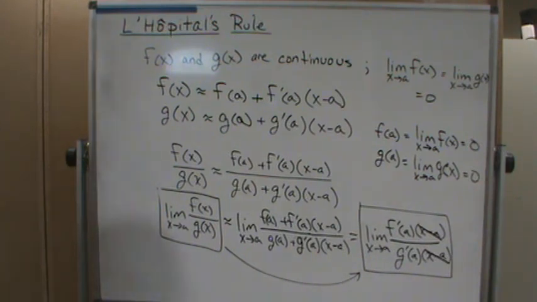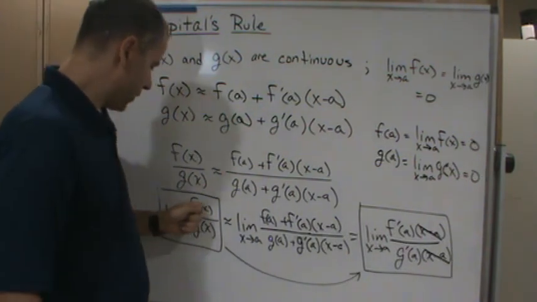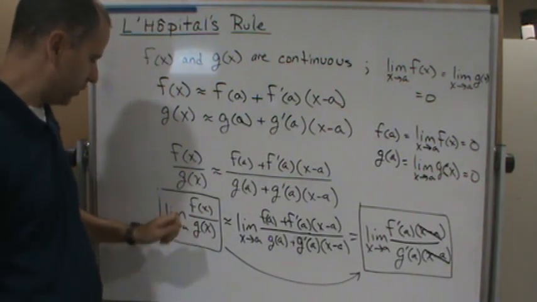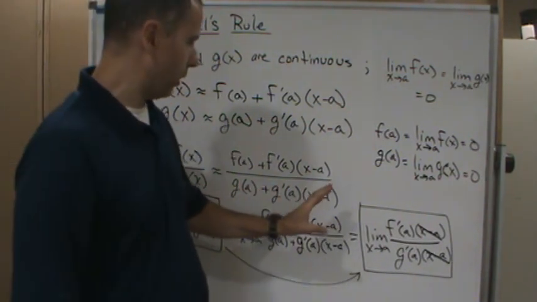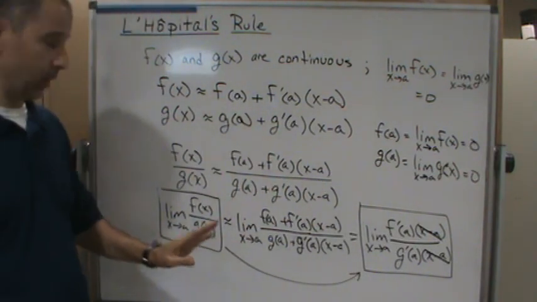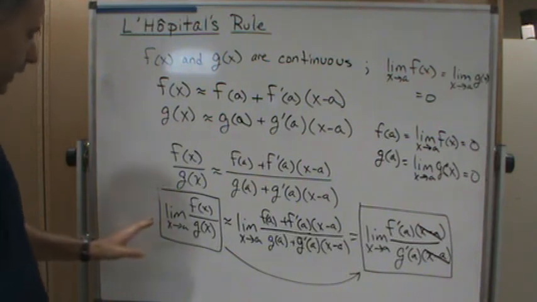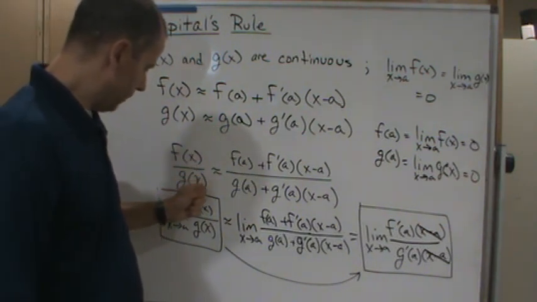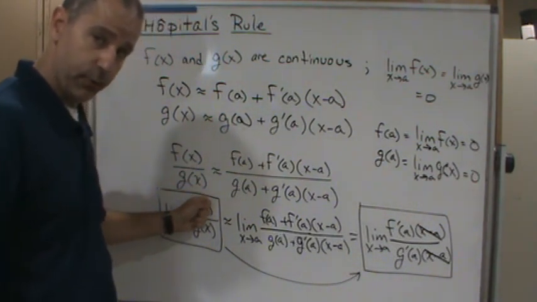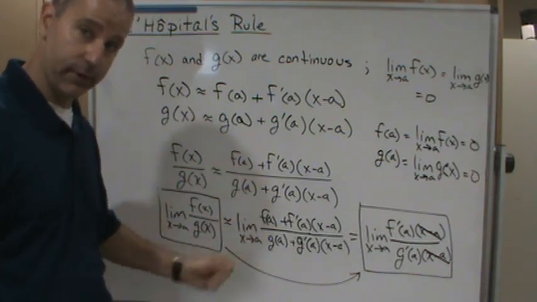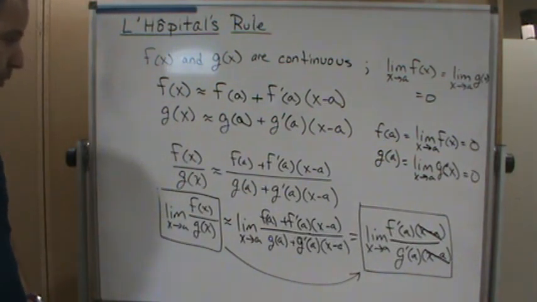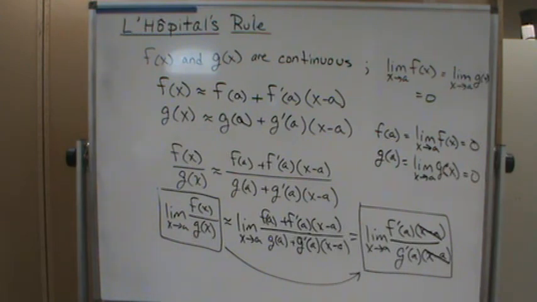So anytime we have a ratio of differentiable functions where we get 0 over 0 as an indeterminate form, we can apply L'Hopital's rule, as long as the functions are differentiable and their derivatives are differentiable. And that's it.